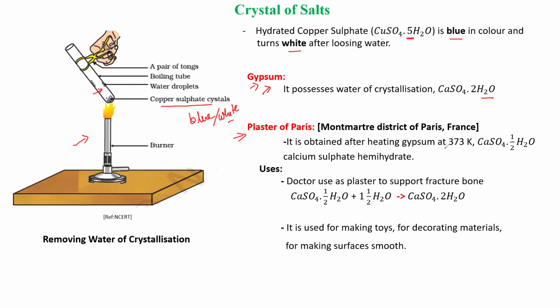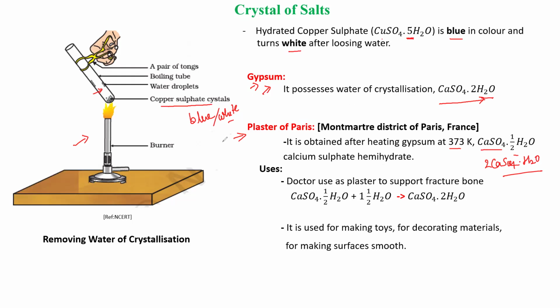It is obtained by heating the gypsum at a temperature of 373 Kelvin. Here you are seeing that gypsum has two water molecules and here we have only half a water molecule. So the formula of plaster of Paris is CaSO4 dot half H2O. That means 1 unit of calcium sulfate has half a molecule of water. In the case of 2 units of calcium sulfate, it will be 1 molecule of water. It is a hemihydrate since we have half a molecule of water for 1 unit of calcium sulfate.